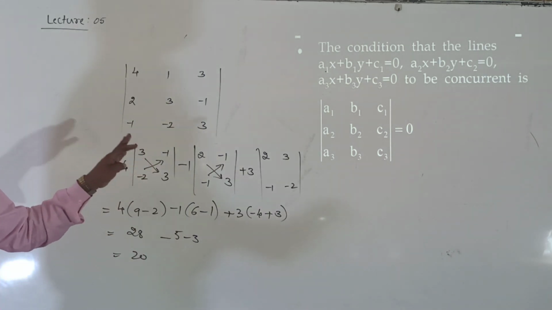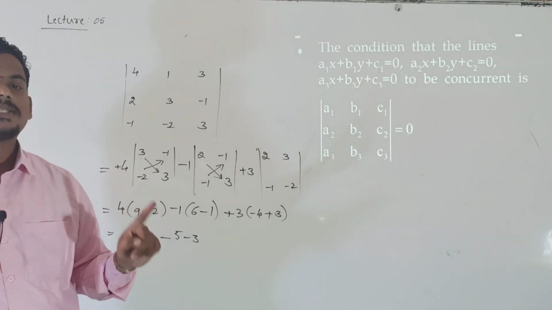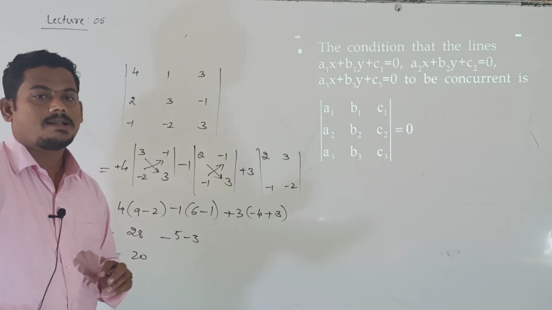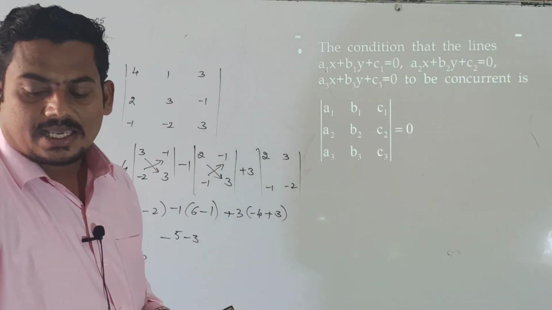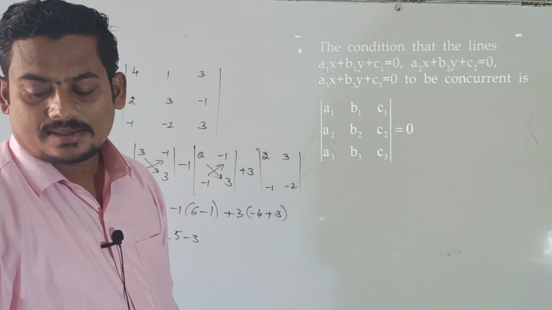This is the method of evaluating a 3 cross 3 determinant. 3 cross 3 means 3 rows and 3 columns. The sign convention is plus, minus, plus, right? If the determinant of their coefficients is equal to 0, then the lines are concurrent.